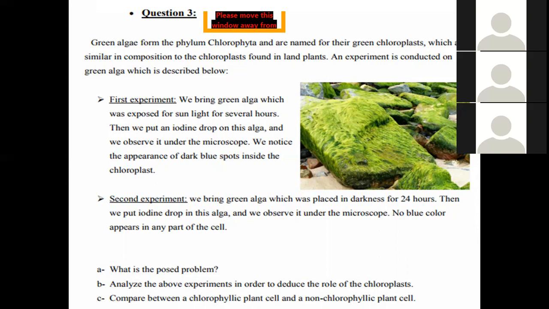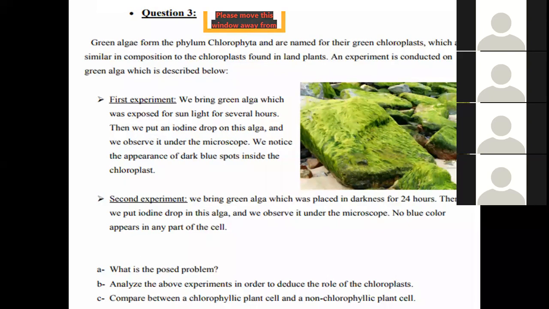First experiment. We bring green alga which was exposed to sunlight for several hours. Then we put an iodine drop on this alga and we observe it under the microscope. We notice the appearance of dark blue colors inside the chloroplast. Green algae, you see a lot of this, especially at the sea. So we have dark blue spots inside the chloroplast.